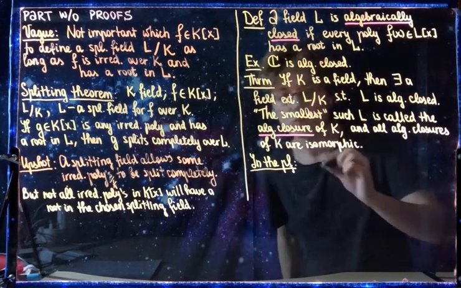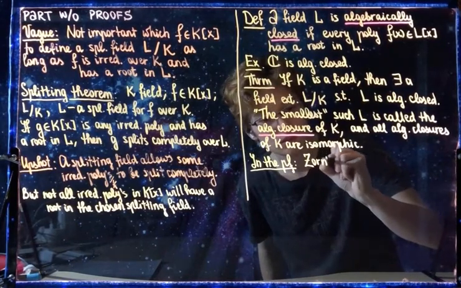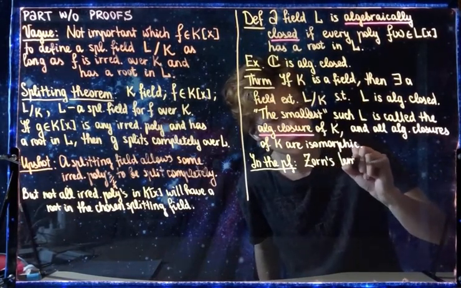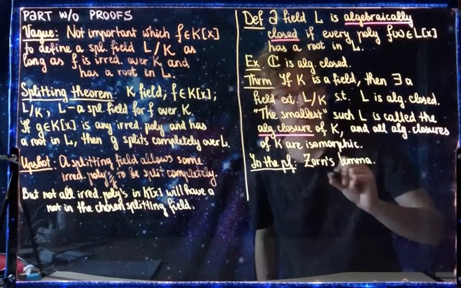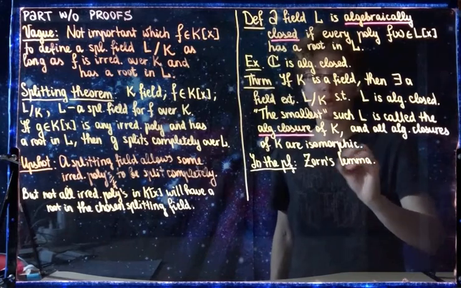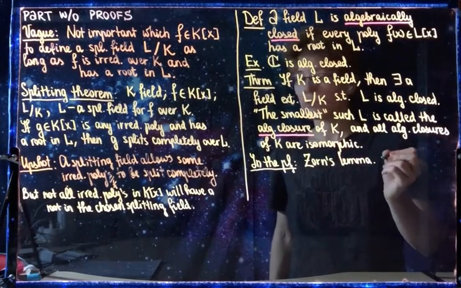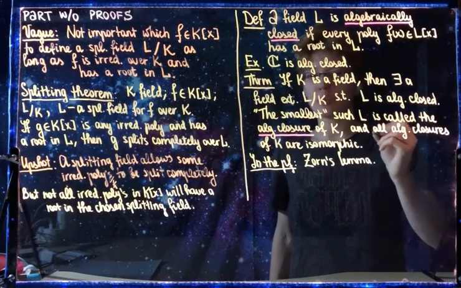The proof uses Zorn's lemma, which is one of the axioms in mathematics, and some people don't choose to believe in it. However, usually we assume that algebraic closures do exist.